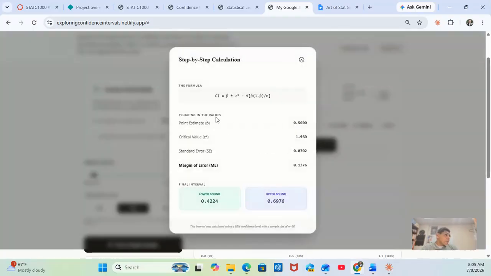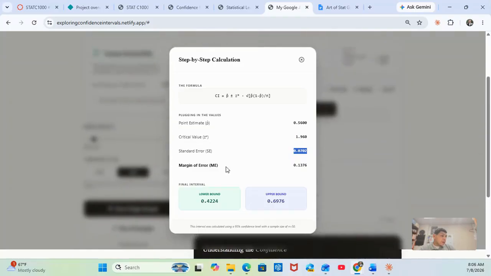Now, you would get a sample proportion, a point estimate of 56%. But more than likely, we know that that answer is not the actual true answer. So that's why we use a confidence interval. With 95% confidence, we have a z-score of 1.96, which we learned before. Think about the empirical rule and normal distributions. A standard error is calculated, and then with those two values, we determine a margin of error. So we're 95% confident that the true proportion of students is between 42% and 69%.